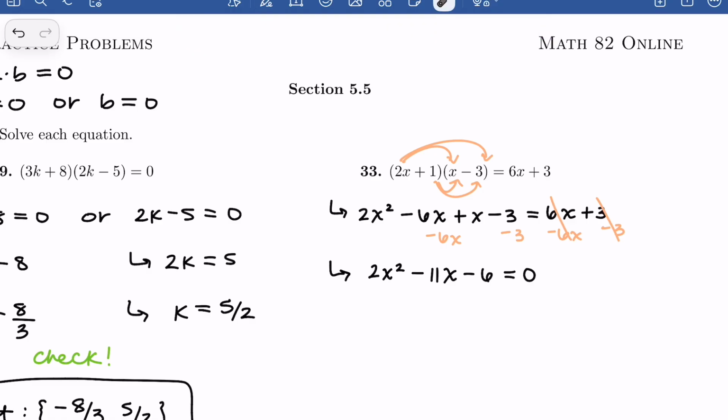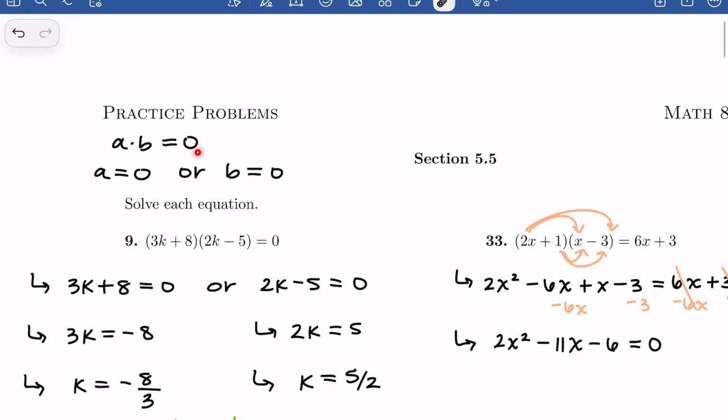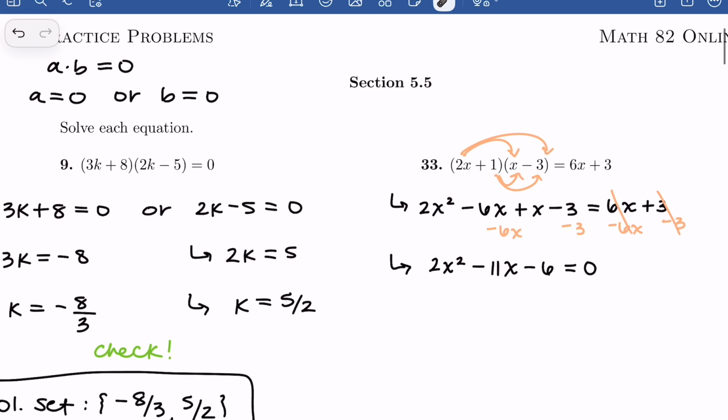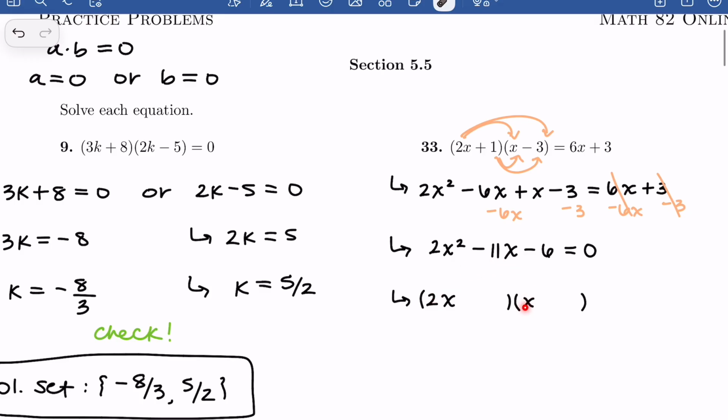So now notice we have a trinomial. So what we need to do is factor this, get it into this form here, where we have the product of two things equaling 0, and then apply our zero factor property. So let's go ahead and factor this. We know that our first term needs to give us a 2x squared, or the product of our first two terms needs to give us a 2x squared. So we're going to have a 2x and an x here. We know that this is going to be the first step in our FOILing process. We're going to multiply the first terms, and that'll give us this leading term here, which is 2x squared.